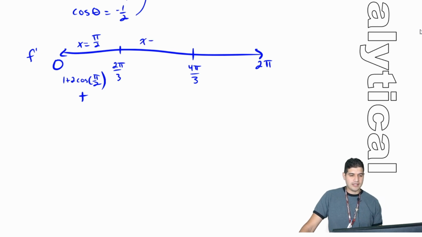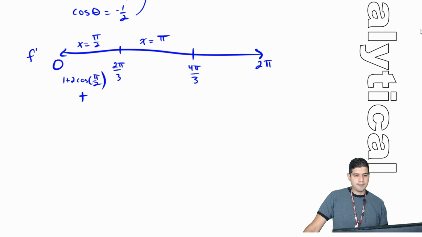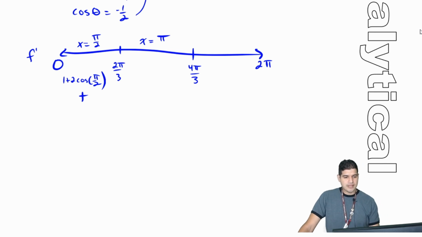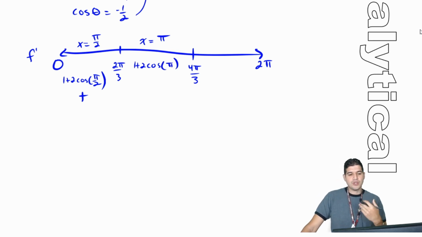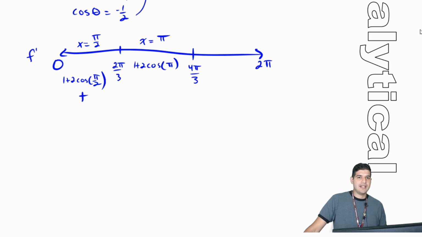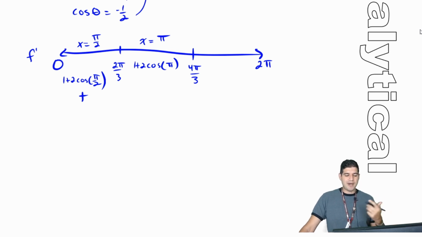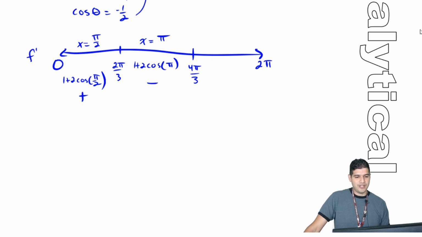So I'll get x equal to pi. That seems pretty good. And so I'm going to substitute that in, 1 plus 2 cosine of pi. And again, I only care about the value. So 2 cosine of pi, that's 2 times negative 1. So I get 1 minus 2, which is going to get me a negative value.